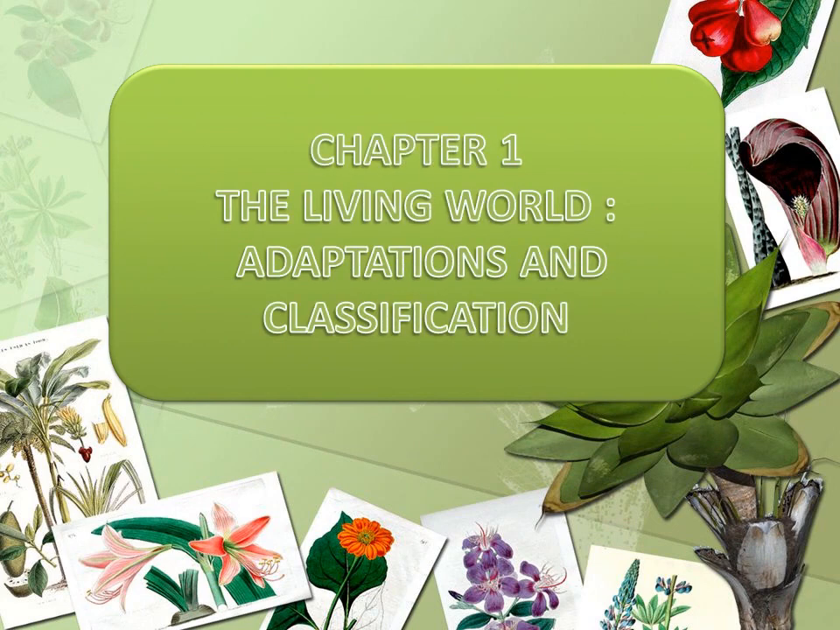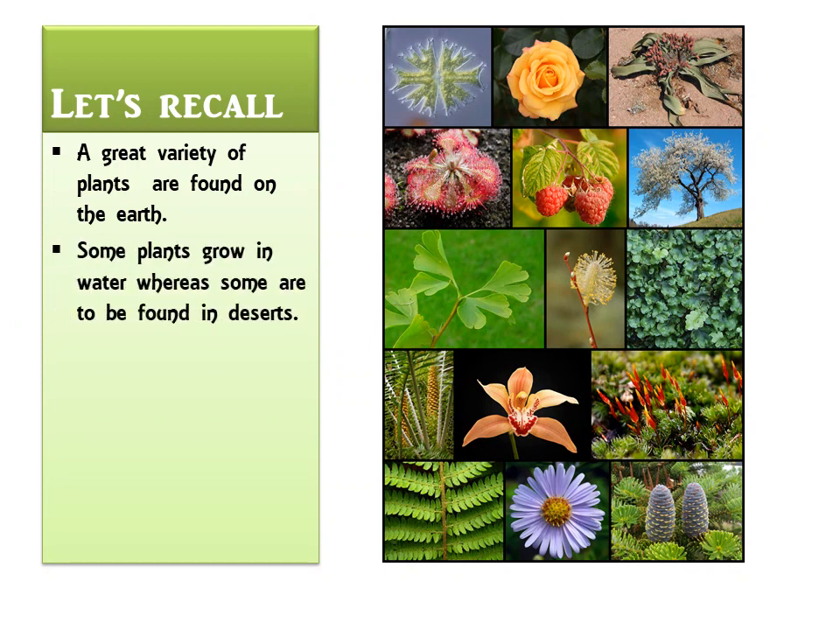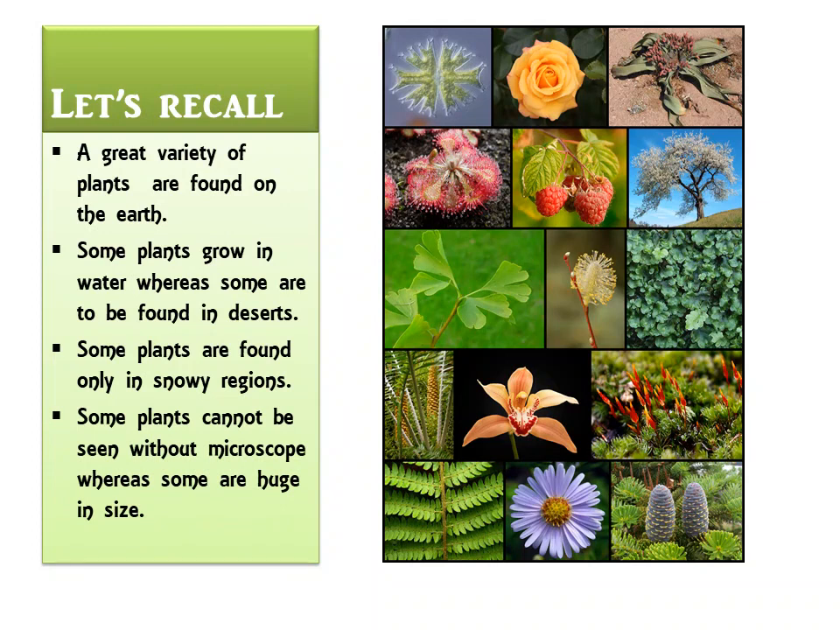The living world, adaptations and classification. Let's recall, a great variety of plants are found on the earth. Some plants grow in water, whereas some are to be found in deserts. Some plants are found only in snowy regions. Some plants cannot be seen without a microscope, whereas some are huge in size.